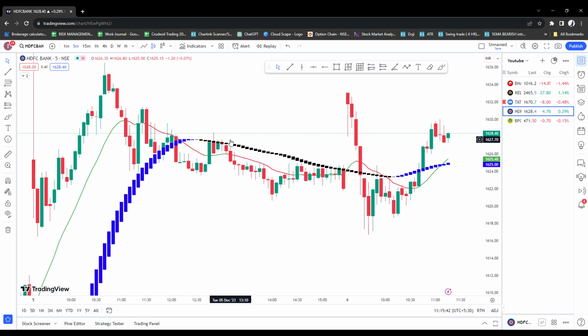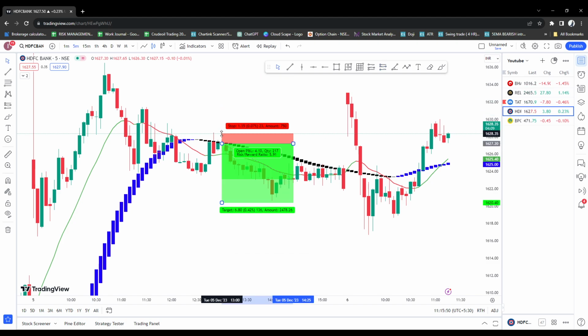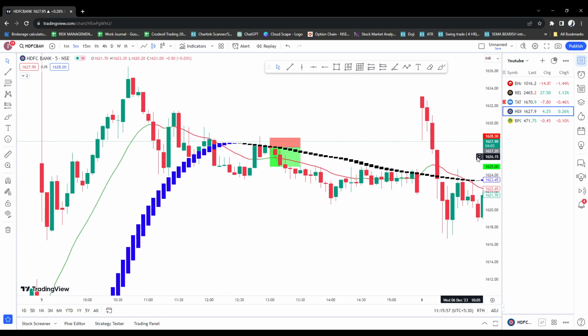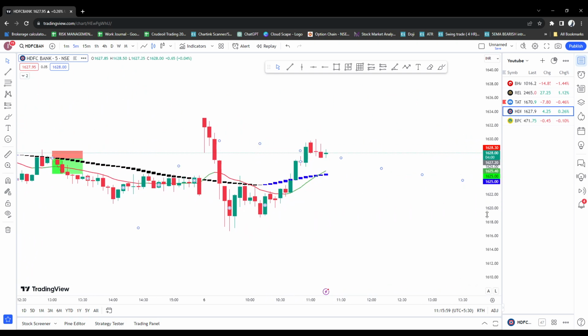Okay, you see here there's a crossover, then it changed to black. We enter here because this is a rejection. We enter here. This is a stop loss. 1:2. Immediately you got it. Okay, so this is how this strategy works.